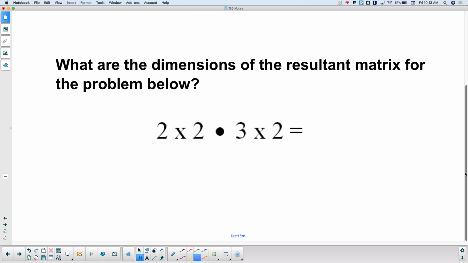Can I multiply those two matrices together? Why not, Henry? These two numbers aren't the same, so this is not possible.